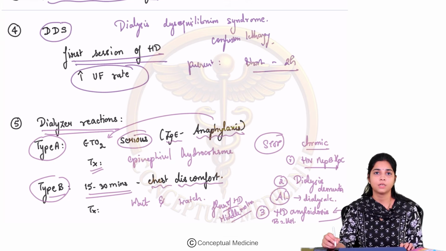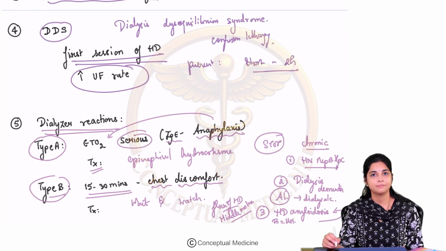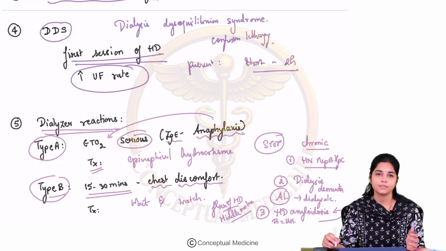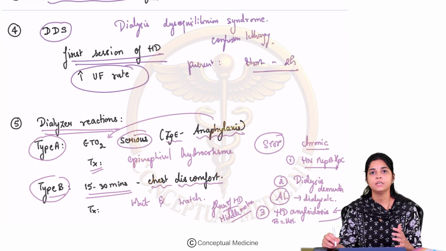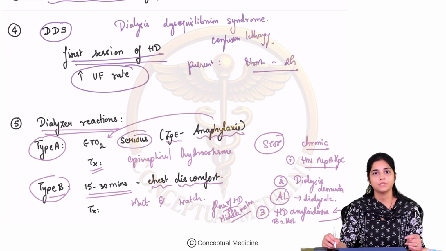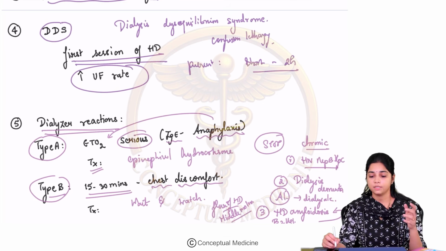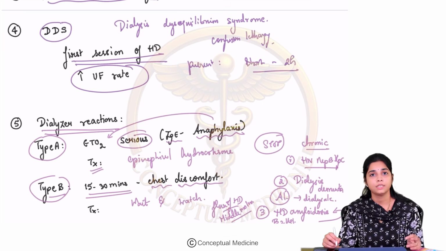So this is about all the complications of hemodialysis. So what have we learned? We have learned what is dialysis, about the dialysis machine, HD versus PD, and the different complications of hemodialysis. Alright, so this brings us to the end of the session on dialysis. In the next session, we will be learning about renal transplant.